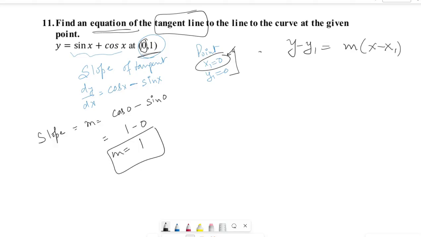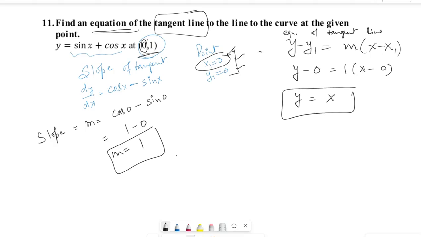So we have all these things. We can find the equation of the tangent. The equation of the tangent line will be y minus y1, which is 0, equal to m, which is 1, times x minus x1, which is 0. So y equal to x is the equation of the tangent.